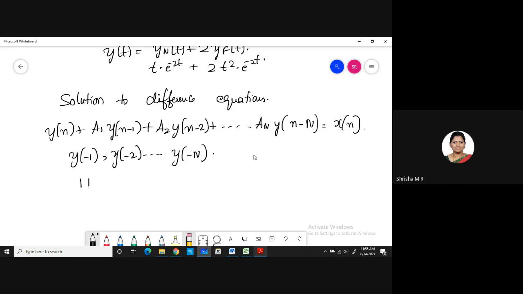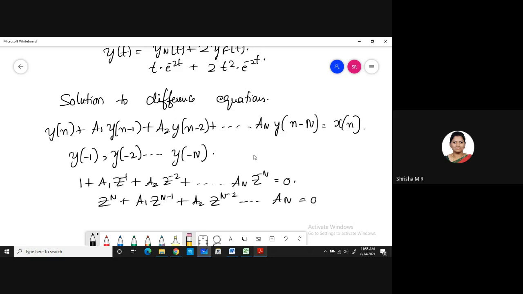So that would be 1 plus a1 into z inverse plus a2 into z power minus 2, and so on up to an into z power minus n, which is equal to 0. I'm taking some variable z. If you multiply this whole equation by z power n, you will have z power n plus a1 into z power n minus 1 plus a2 into z power n minus 2, and so on up to an, which is equal to 0. So the characteristic equation has n roots.